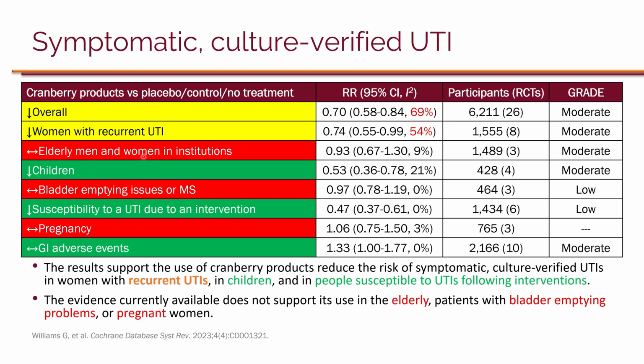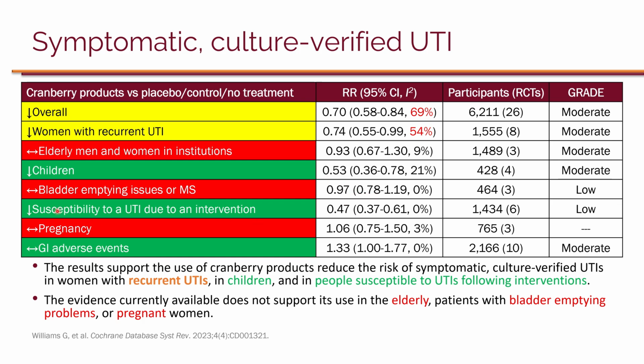In elderly men and women in institutions, the study found no statistically significant difference between cranberry products and nothing. The confidence interval crossed 1, so no significant difference. There is significant evidence to support that this may be beneficial in children, and that's beyond the scope of this topic. We are focusing on adults. For people who have issues with bladder emptying, such as patients with multiple sclerosis, no statistically significant difference.